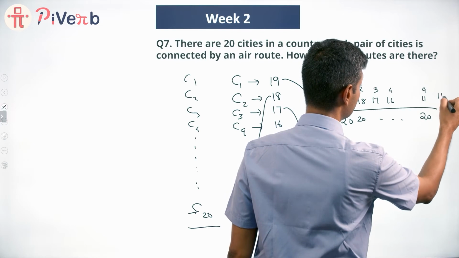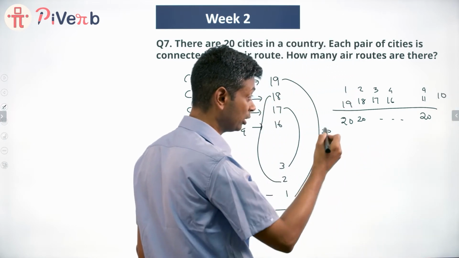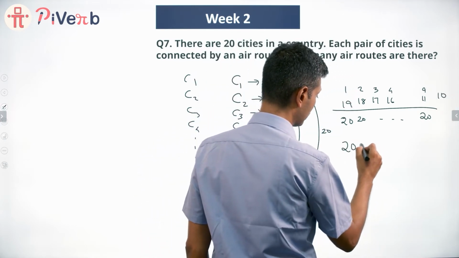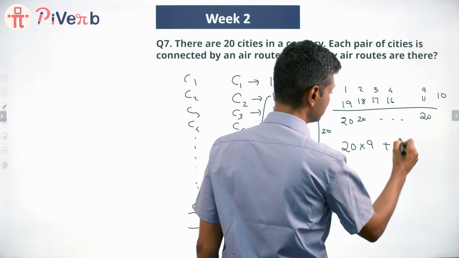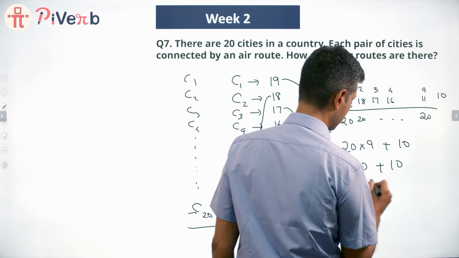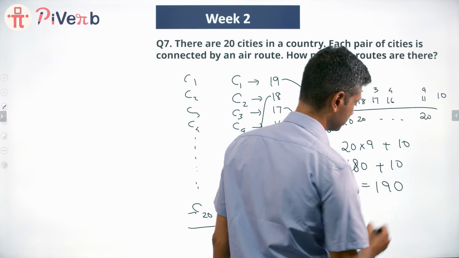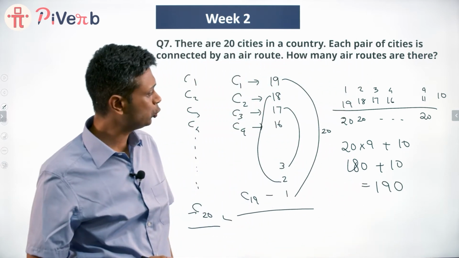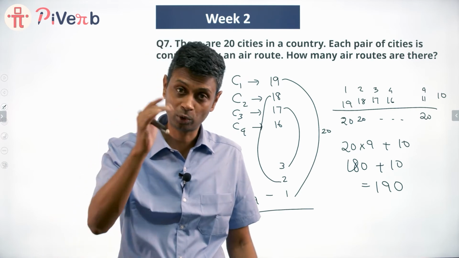Finally, there is a 10 as well at the end of it. So what will be my total? 20 into 9 plus this 10. 180 plus 10, which is 190. And so there's a beautiful formula for this. I'm going to give you that formula also.